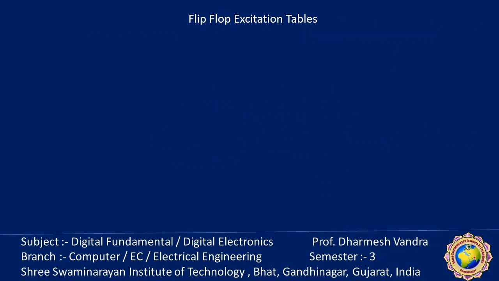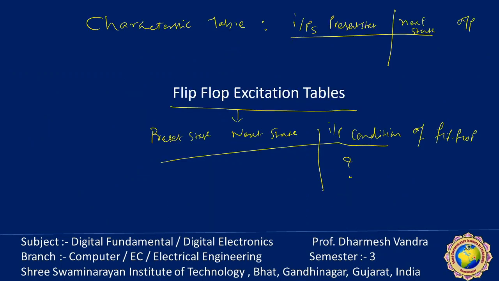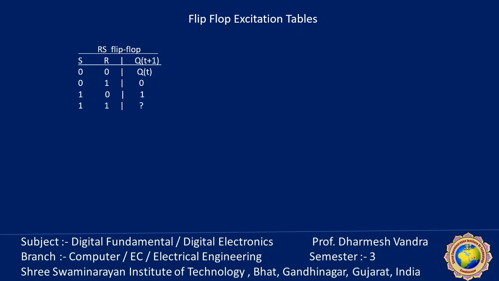In the previous example, we just found that. We have knowledge about the present state and next state, and according to it, we have to identify the value of inputs. So let's take one example. Suppose this is an RS flip-flop. If this is the characteristic table: if S and R are 0, 0, stable, no change, output remains same, Qt+1 equals Qt. 0, 1, it is reset. 1, 0, it is set. And 1, 1, it is indeterminate state.